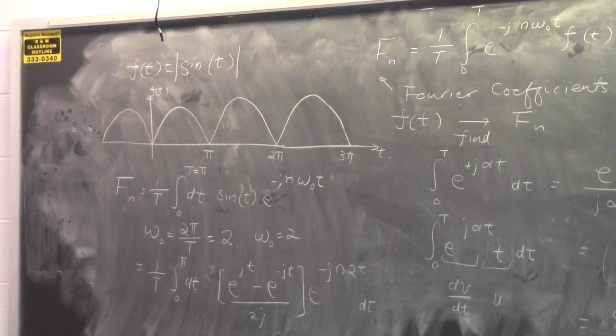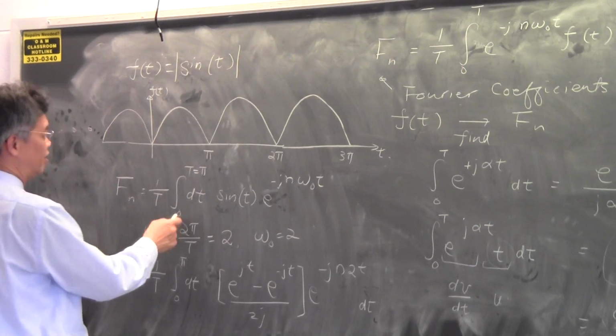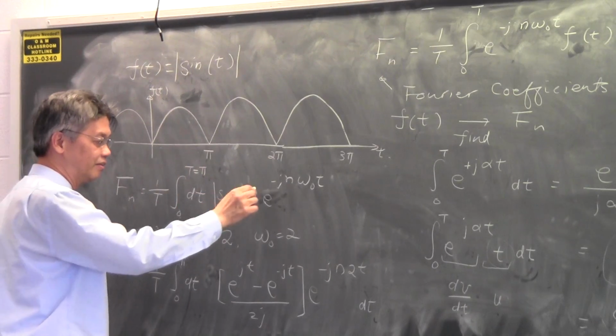Yes? Why is it the magnitude of sine of t in f of t, but then when you solve it for the coefficients, you don't have it as the magnitude in the formula for f sub n? Oh yeah, I should put the magnitude here, because I'm integrating from 0 to T, it is positive anyhow.